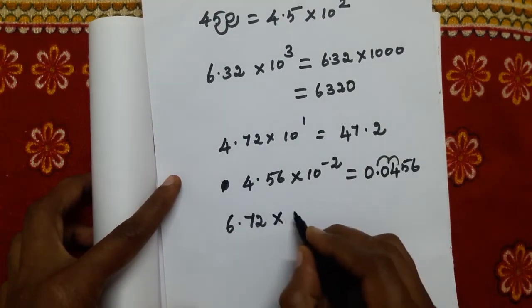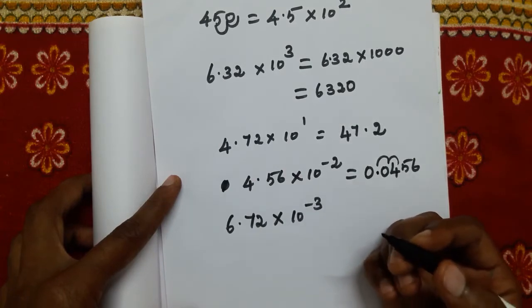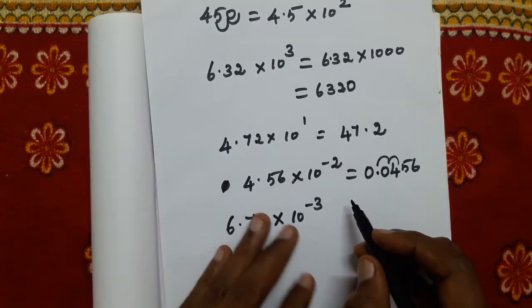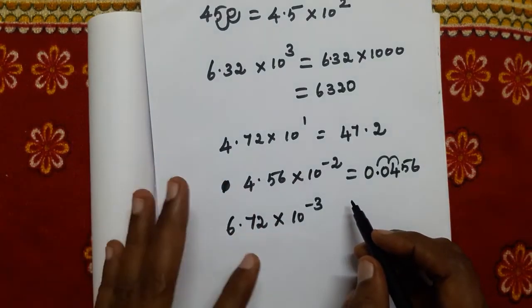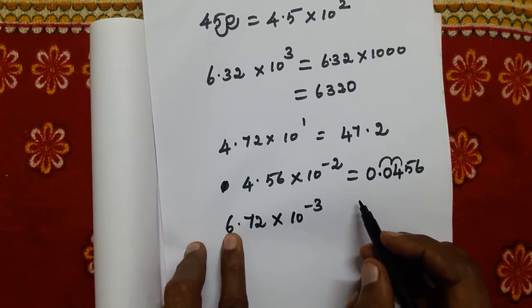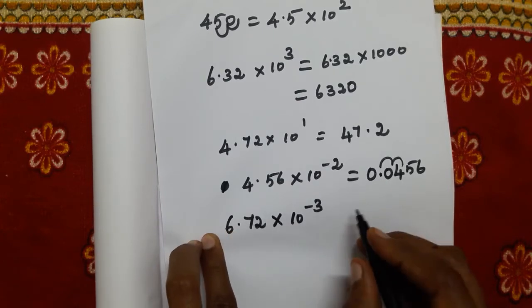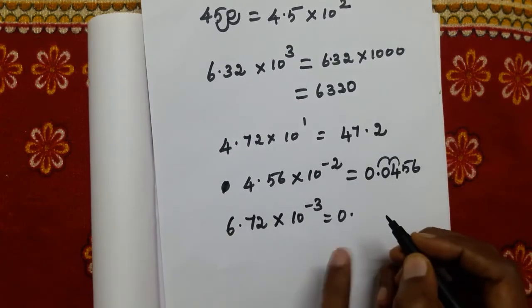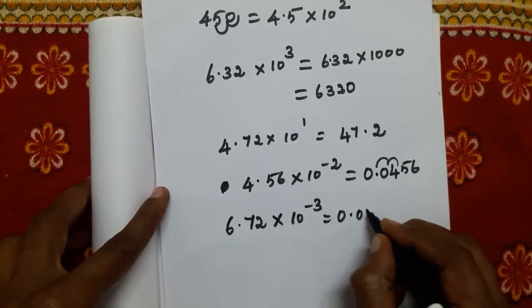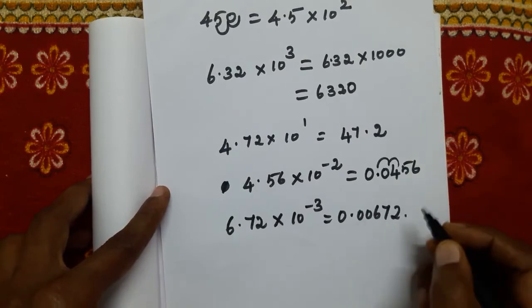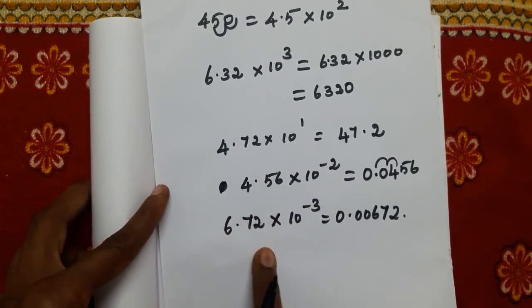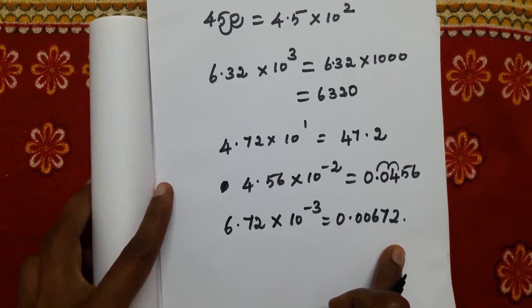6.72 into 10 power minus 3. What can we write? We have to move the decimal point 3 digits left. How many digits are there? 1 digit. 2 more digits we need, so we have to write 2 more 0s. Don't count this 0. Afterwards, how many zeros you have to write? 2 more 0s. 6, 7, 2. This is converting scientific notation into decimal. Can you understand this?